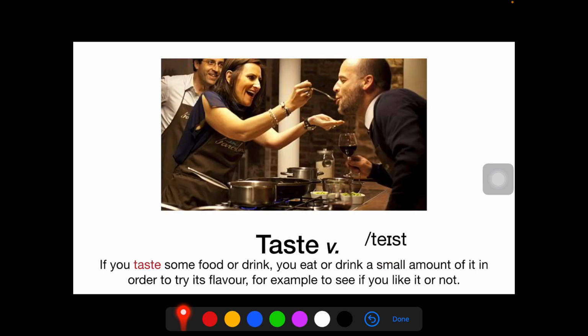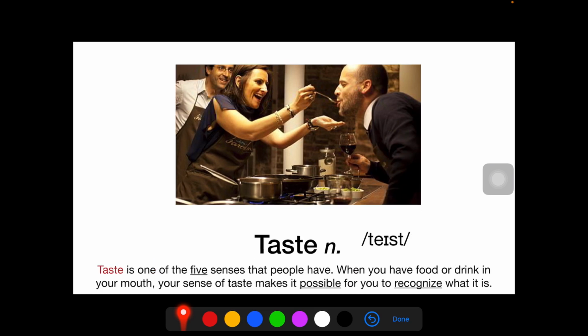Next to burn is taste. Actually, taste could be in two ways. So now we are talking about the cooking verbs, so we are going to look at taste as the verb first. If you taste some food or drink, you eat or drink a tiny little amount of it in order to try its flavor, for example, to see if you like it or not. Take a little amount. If it's good, like that. Try its flavor. What does it taste like? That is taste.